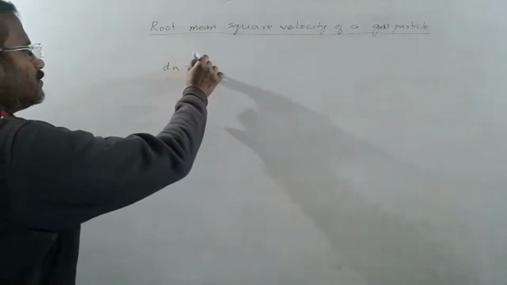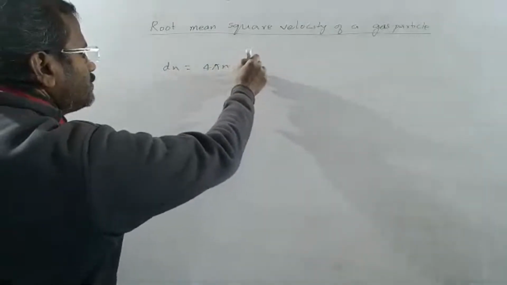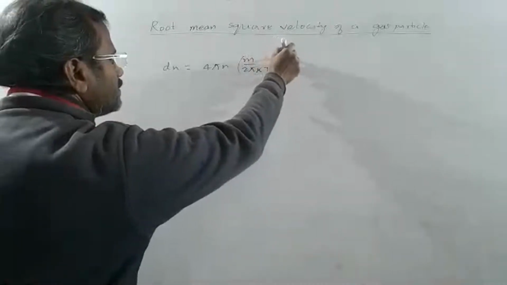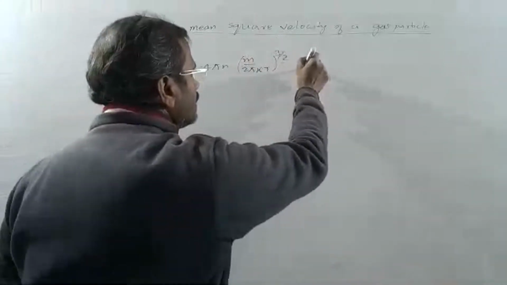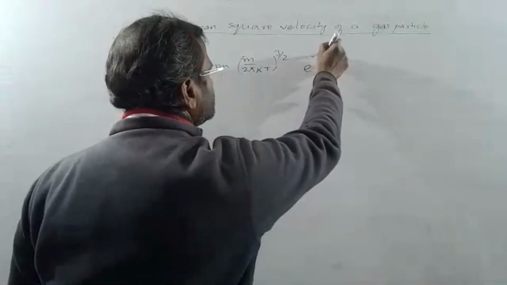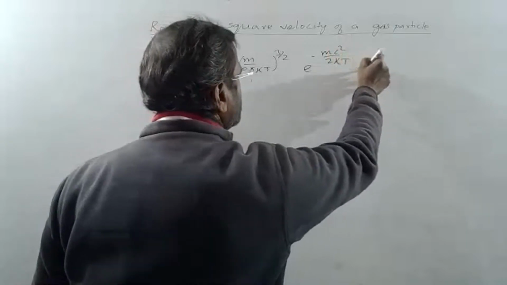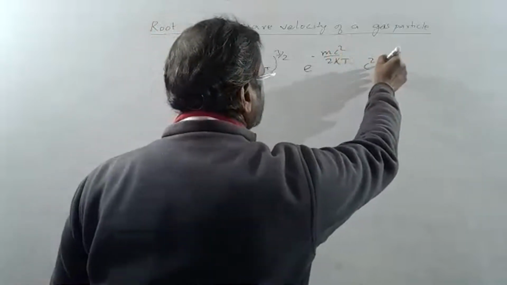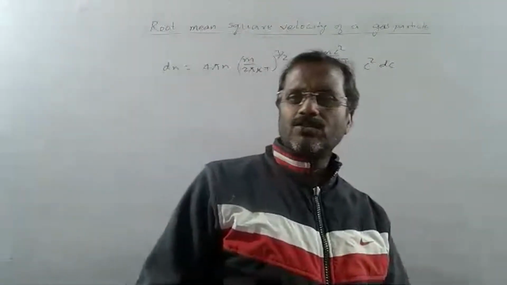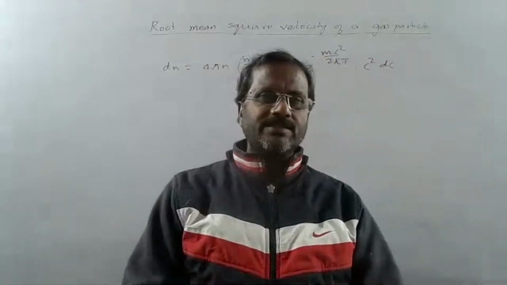dn equals 4 pi n times m by 2 pi kT to the power 3 by 2, multiplied by e to the power minus mc square by 2kT, times c square dc. This is the equation of Maxwell's velocity distribution formula in a spherical polar coordinate system.